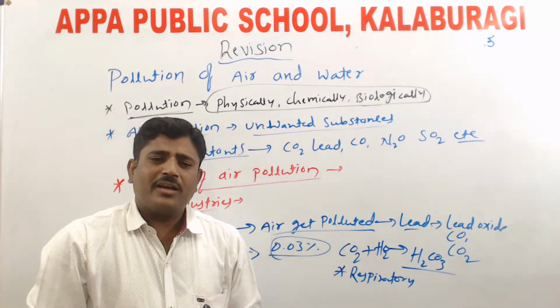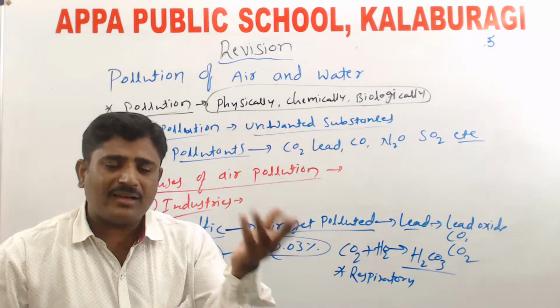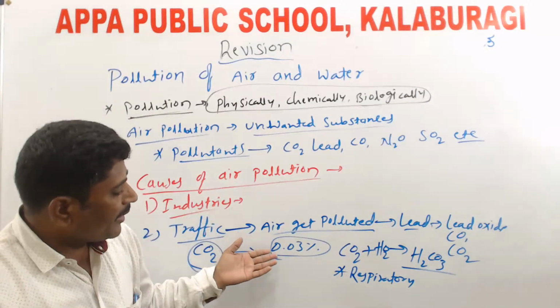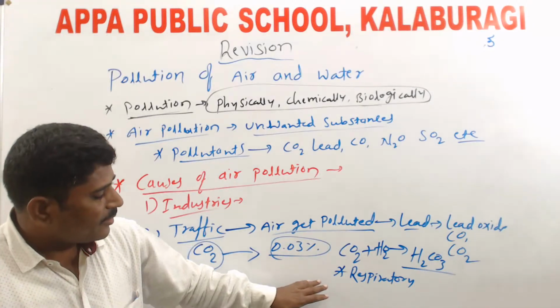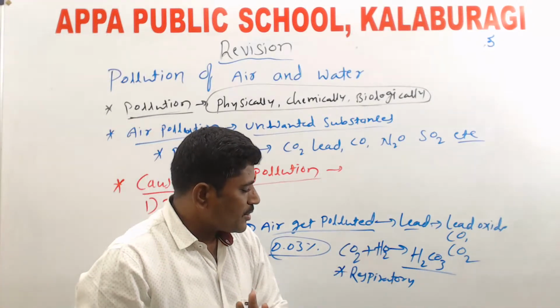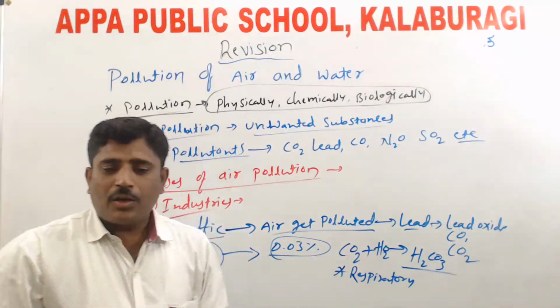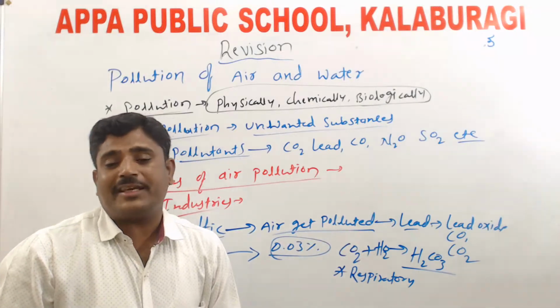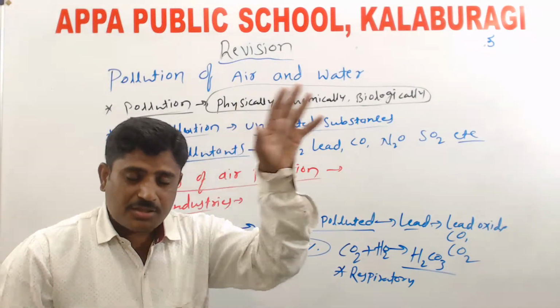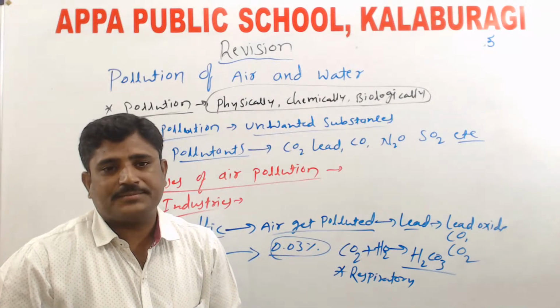Completely, air pollution affects the respiratory system only. It may be the lungs, it may be the throat, it may be a breathing problem, inhalation and exhalation, whatever it may be, due to the air pollution only, isn't it? Then the carbon dioxide leads to the acidity of the sea. It means sea water gets completely acidic.